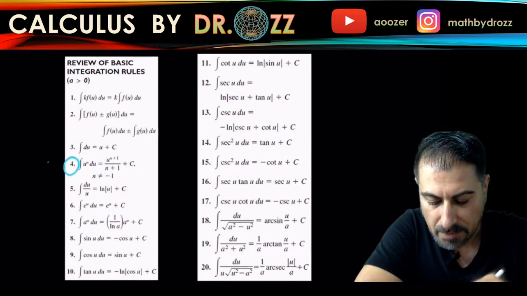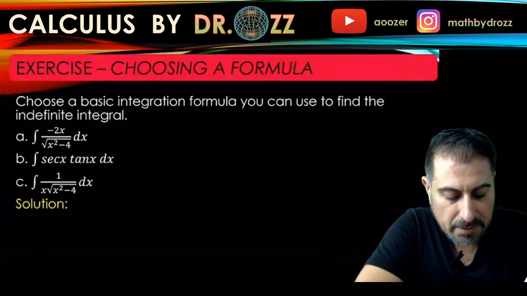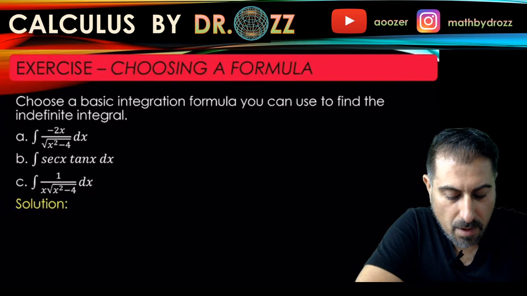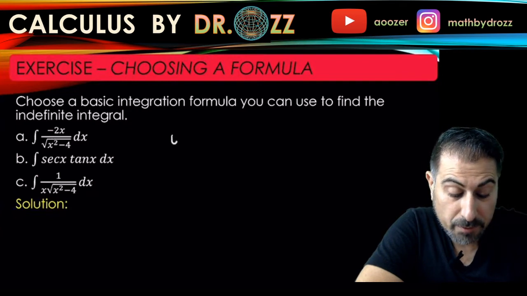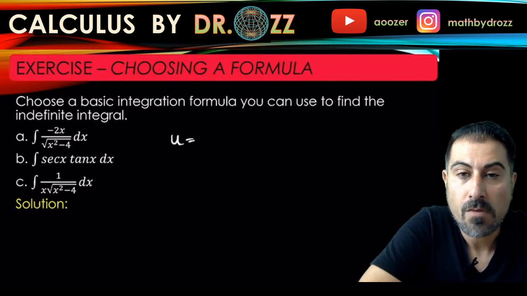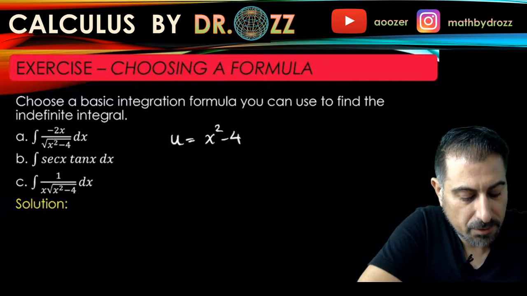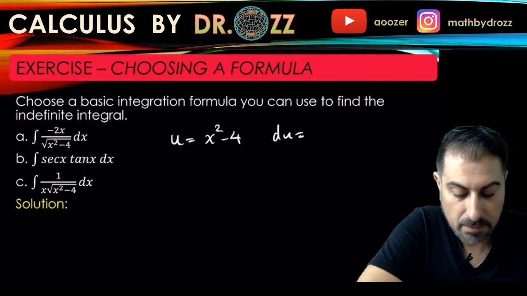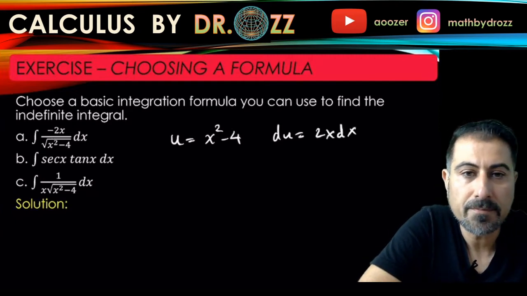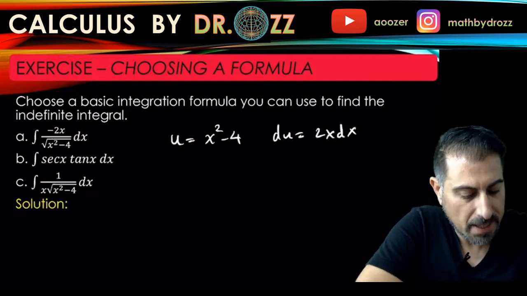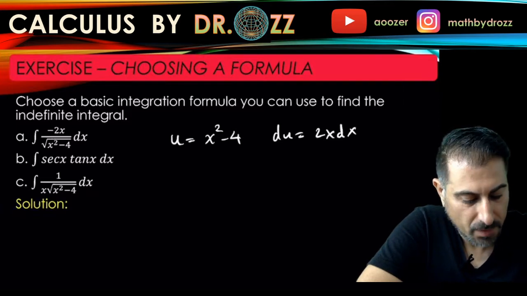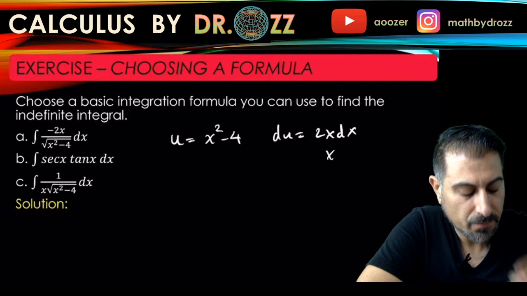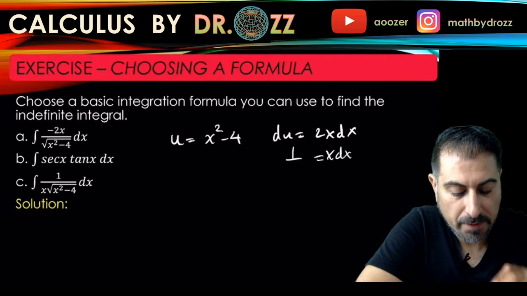So what I'm going to do here is take u to be the bottom without the square root. And then I'm going to look at du. So du is going to be 2x dx. That's good because now I can replace x dx by 1/2 du. So this is part A.